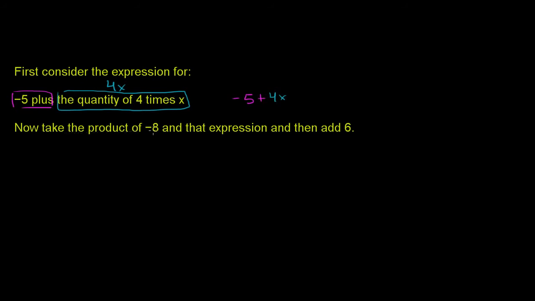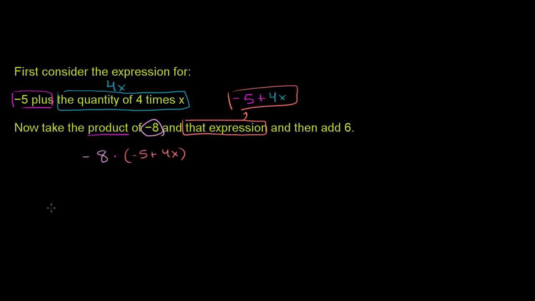Now take the product of -8. So we're going to just take -8, and we're going to multiply the product of -8 and that expression. So we're going to take -8 and multiply it. So that expression is this thing right over here. So the product of -8 and that expression is going to be -8 times that expression. That expression is -5 plus 4x. So that's -8, that's that expression. The product of the two, so we could put a multiplication sign there, or we could just leave that out, and implicitly it would mean multiplication.